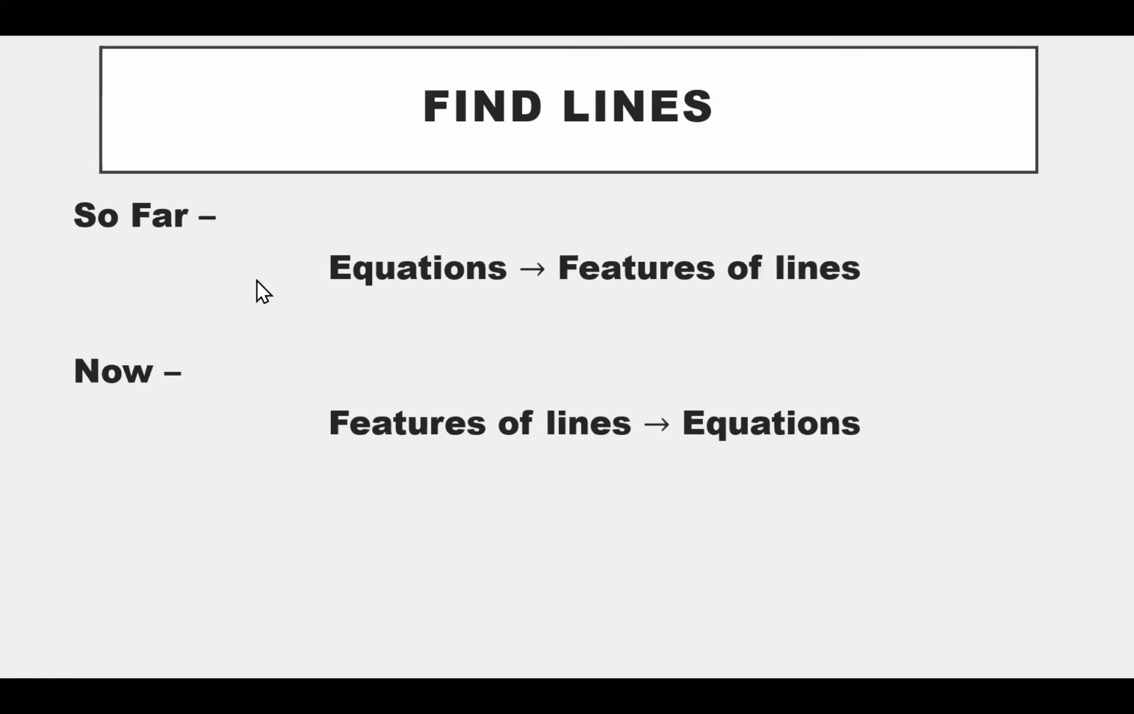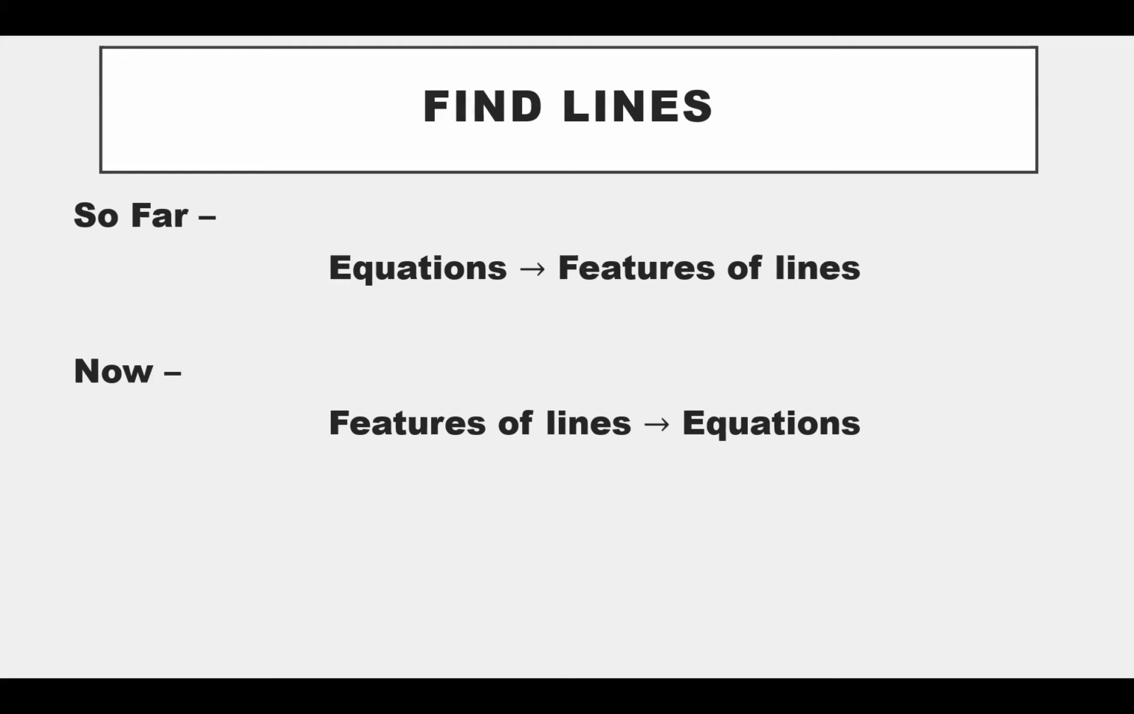So far in this video, we've always started with equations and found features of lines, or there was a couple of times where we found points on lines and then we found the features of the line. So we were finding slope, we were finding y-intercept, we were finding x-intercept, and we were graphing. And we found points on those lines as well. Now what we're going to do is reverse that. We're going to start with a few features of a line and come up with the equation for that line.